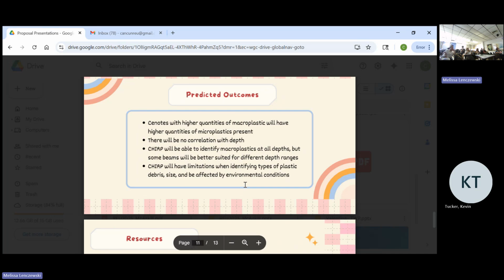I do think that CHIRP will have some limitations when identifying types of plastic debris and size, and also be affected by environmental conditions. So if the cenote has more overtop vegetation coverage and we're getting more natural debris into the water column, I think it's going to have some difficulty detecting macroplastics versus natural debris in those environments. I also think it has the potential to be affected by things like turbidity, overall water quality, and temperature.